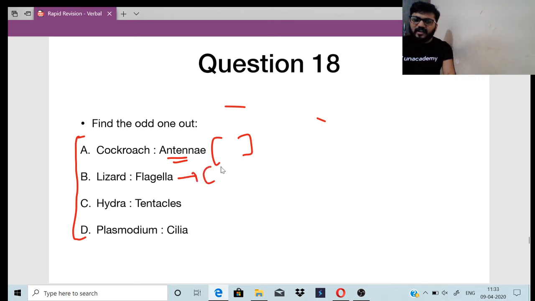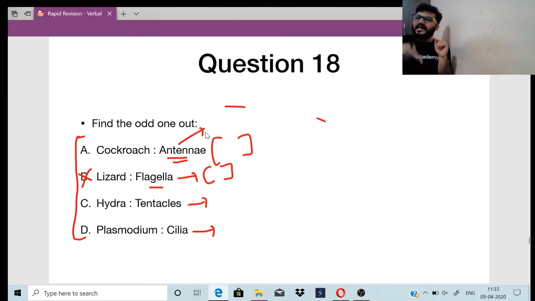Lizard, it does not move by its flagella. Hydra moves by its tentacles. Plasmodium moves by its cilia. Cockroach moves with the help of its antenna.